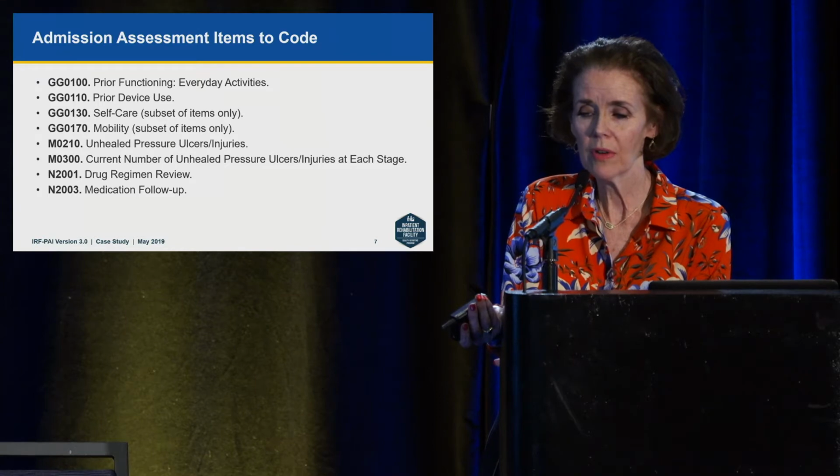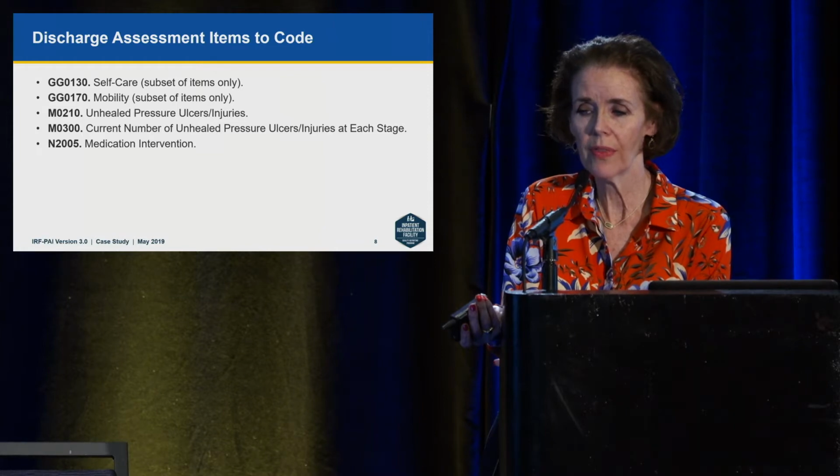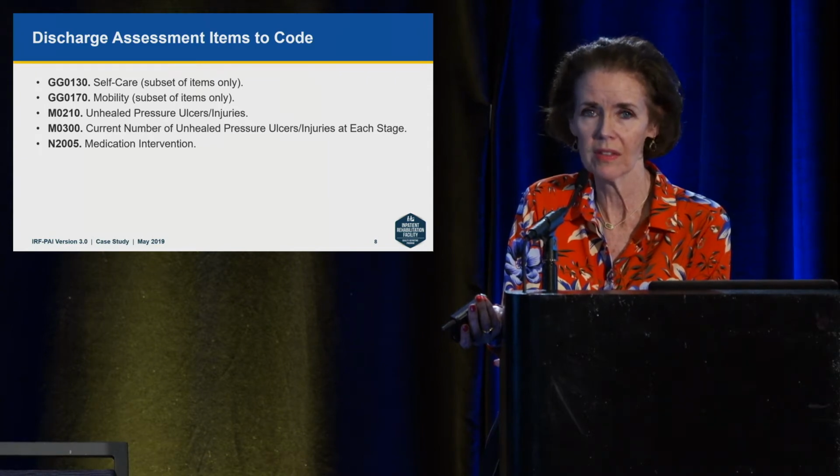We're going to do M0210. We're going to do M0300. We're going to go over the drug regimen review, the N2001 and the N2003 for admission. And then for discharge, we're going to have you do GG0130, just the subset, and GG0170, again a small subset. We're going to do M0210 again, M0300, and then we're going to finish with N2005, which is the final drug regimen review, section N.